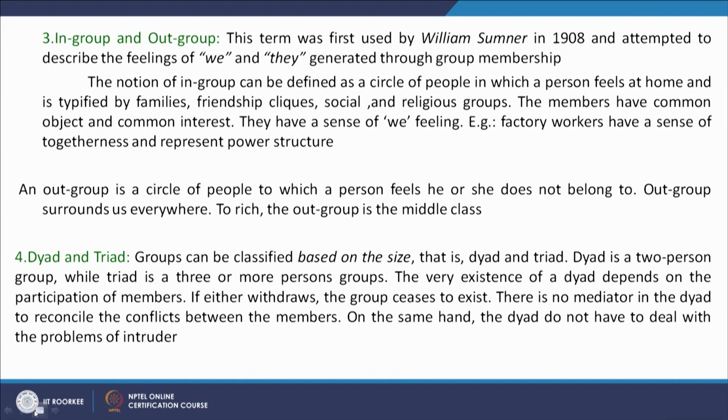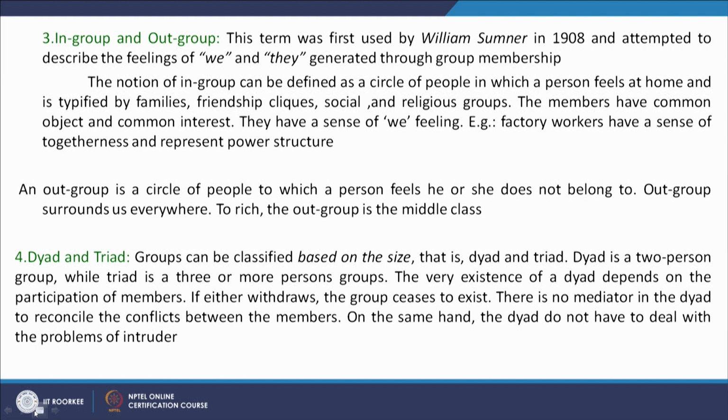our group. So Sumner identified, based on the membership, there are two types of group, in group and out group. When we talk about in group, there is a feeling of we, and when we talk about out group, then that means we are calling them they. This is a feeling. So this is in group and out group. So the notion of in group can be defined as a circle of people in which a person feels at home, there is a sense of belongingness, and they are typified by family, friendship, cliques, social and religious groups.